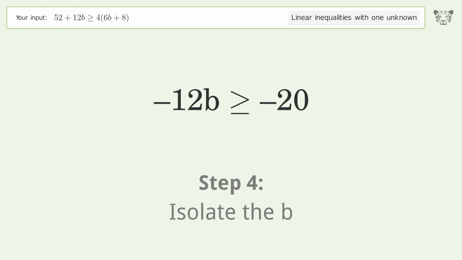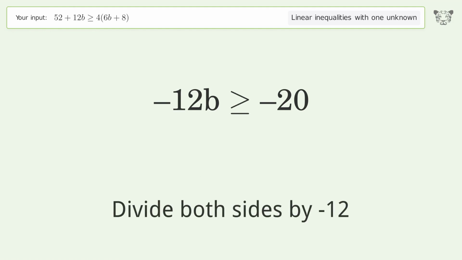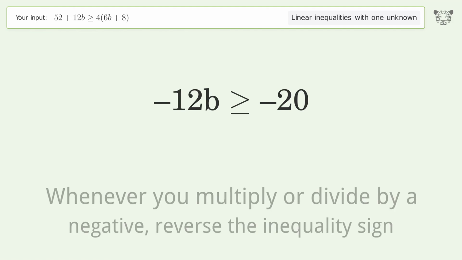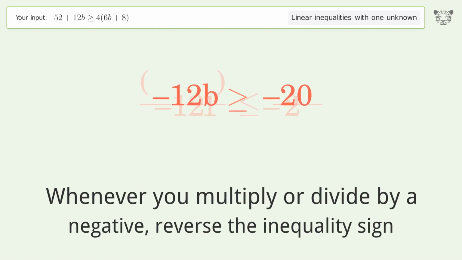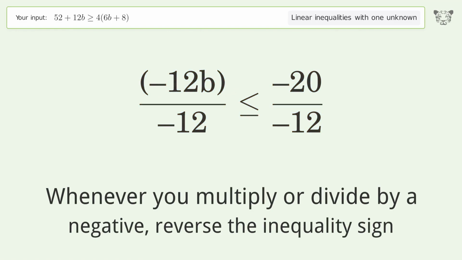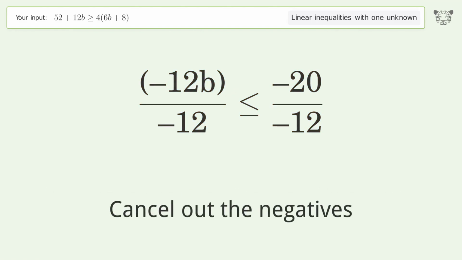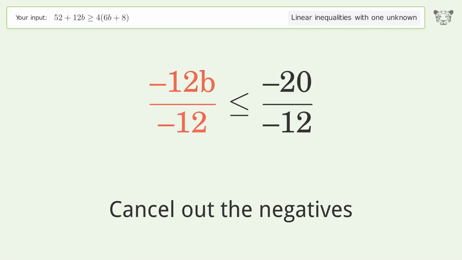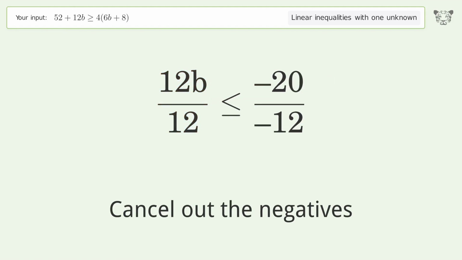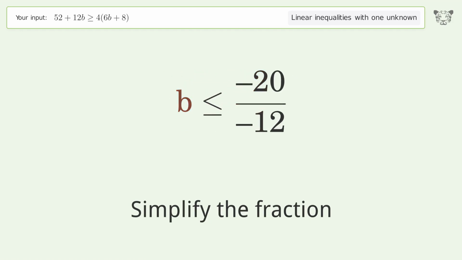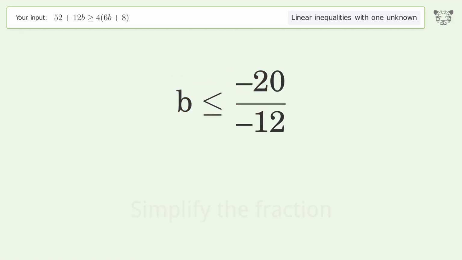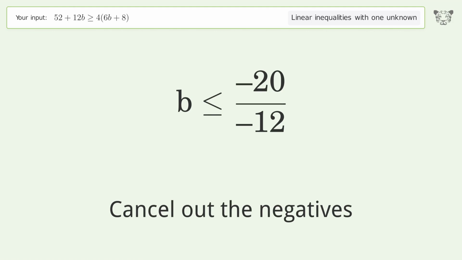Isolate the b. Divide both sides by -12. Whenever you multiply or divide by a negative, reverse the inequality sign. Cancel out the negatives. Simplify the fraction. Cancel out the negatives.